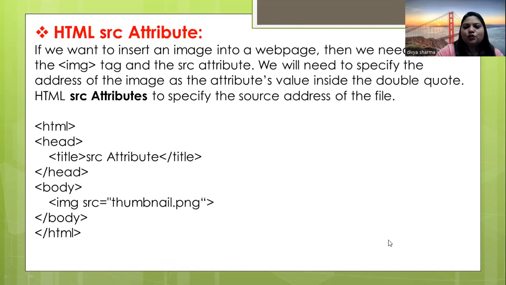So our first HTML attribute is the source attribute. Why do we use the source attribute? Suppose on your web browser you want to display your image. The image is stored as a file on your computer. To display it on the web browser, you have to give the link of that image, and that link you have to give in the source.